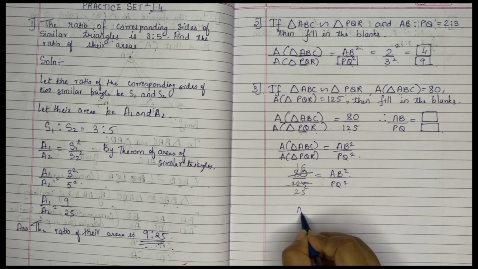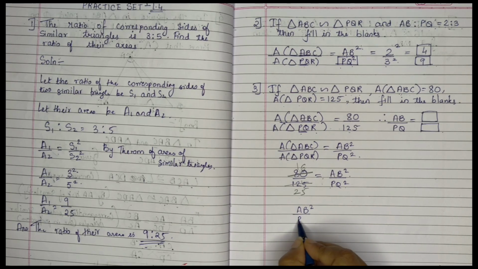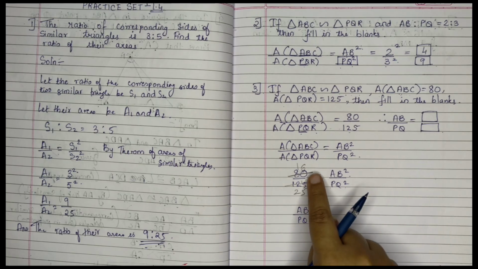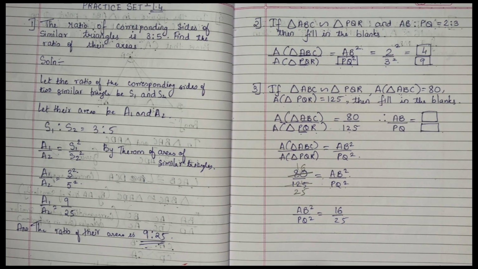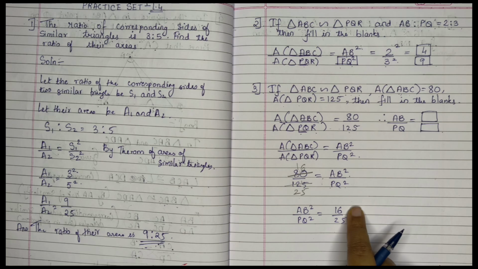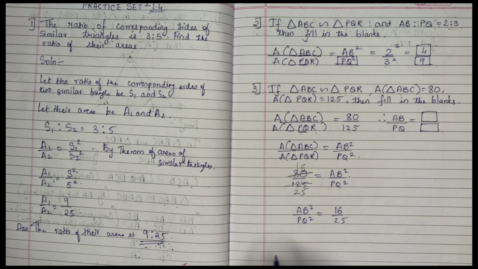So here we get AB square upon PQ square is equal to, when we reduce it, 16 upon 25. Now when we take the square root, the square will get cancelled. Square root of 16 will be 4 and square root of 25 will be 5. 4 4s are 16 and 5 5s are 25. So when taking square roots from both the sides, what we get? AB upon PQ is equal to 4 upon 5.